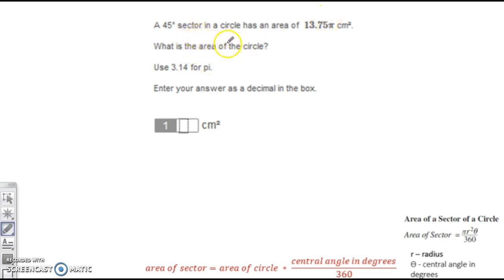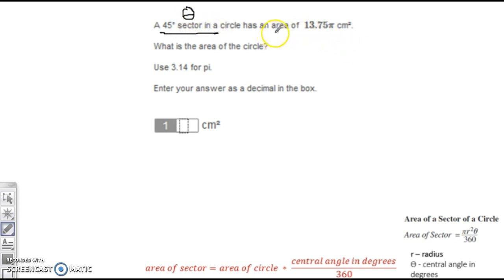A 45-degree sector in a circle has an area of 13.75 pi centimeters squared. What is the area of the circle? All right, so let's plug in everything we know. We have a 45-degree sector. That's going to be theta.